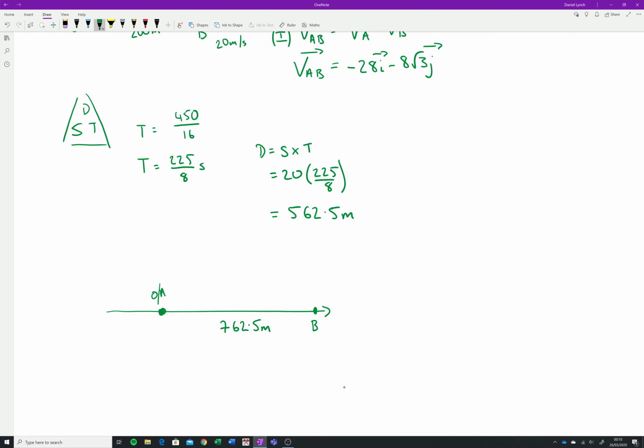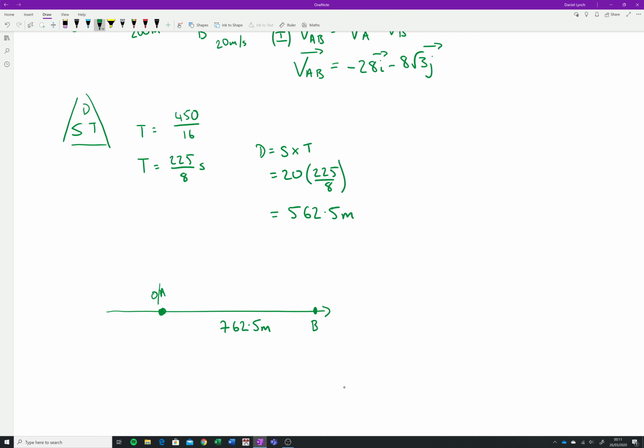Okay, so B stays in position, and A is now moving, as seen from B's perspective. What we know is that from this moment, as far as B is concerned, every second that passes, A is going to be moving over to the left 28, that's minus 28i, and it's going to be going down minus 8 root 3j. Okay, so that's what it's going to look like.